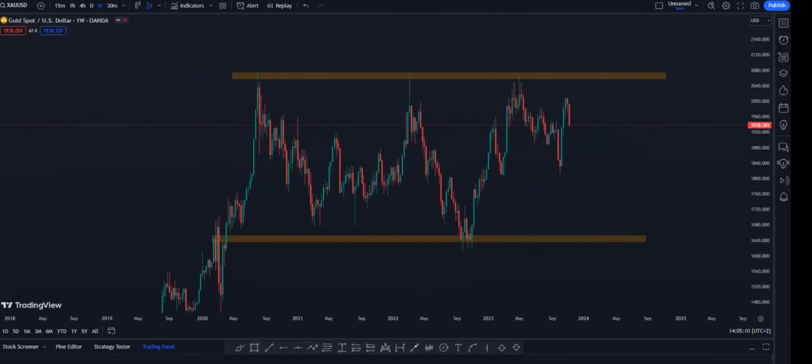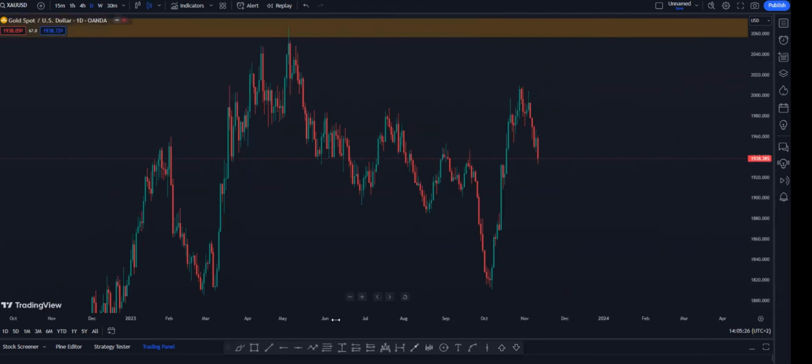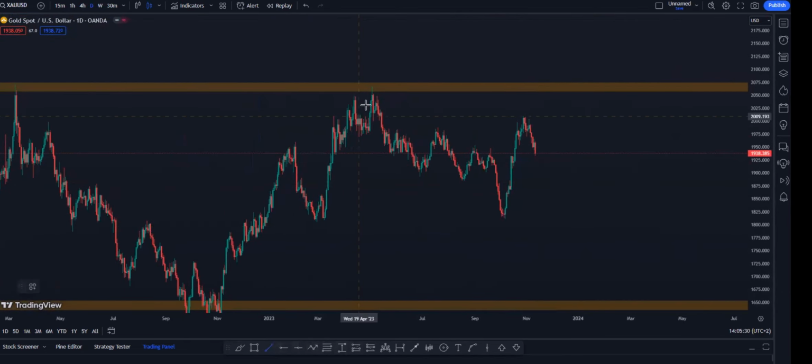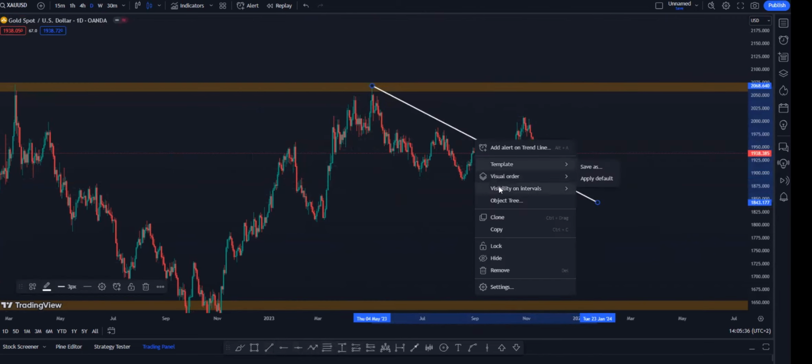Okay, so we've made the first touch here, second touch here, third touch. Probably we are going to come down and fill up this gap. Okay, long term. So now moving on to the daily time frame. I've seen the market trying to drop from this high, and then it dropped all the way down. Can even clone this.